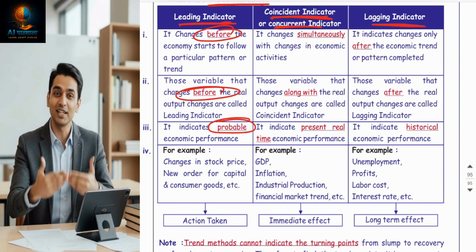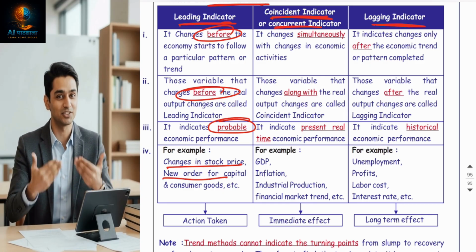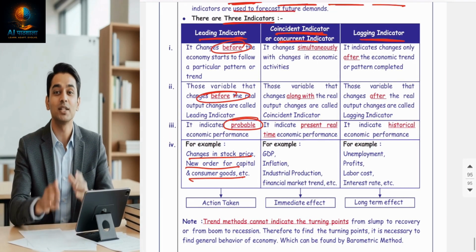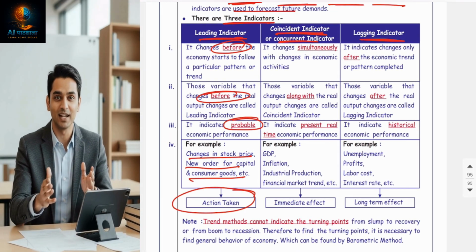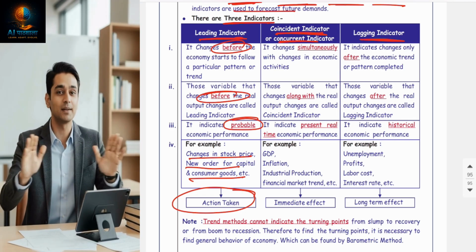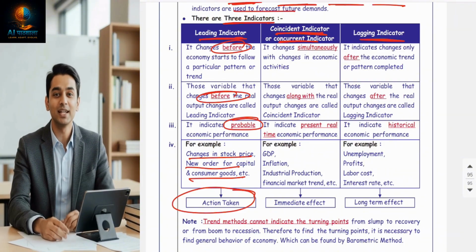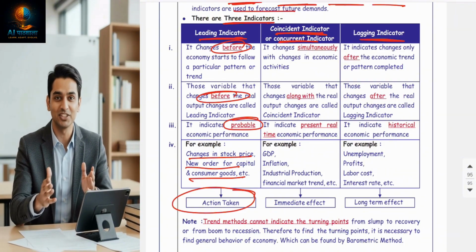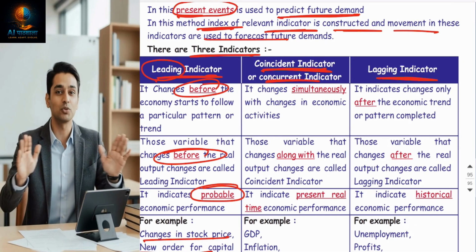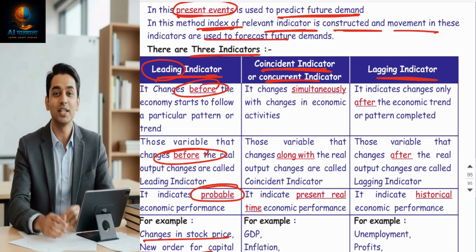For example, changes in stock prices, new orders, capital investments in goods, etc. Basically, from the leading indicator, we are taking the actions. So the leading indicator helps the government, the public, or the businessman to take actions now. That's why it's called leading. Leading means it's a leader. All the pattern starts from the leading indicator.